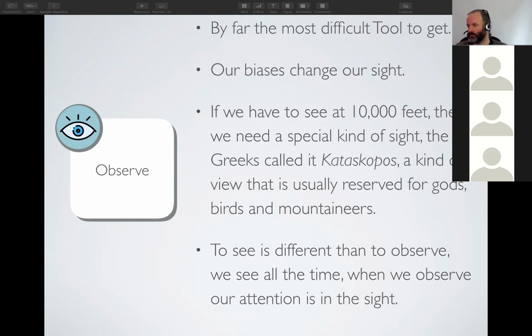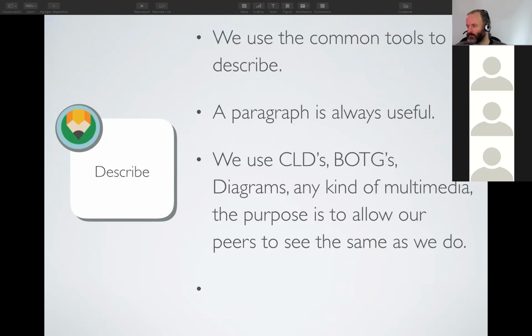Our next tool is to describe. We use paragraphs to describe. That's always useful. It's one of the commonest tools. We use CLDs, time graphs, diagrams, and other kinds of multimedia for this purpose. It allows our peers to see the same thing that we saw, to get our own perspective. It's difficult, because our biases don't allow us to see the same thing.